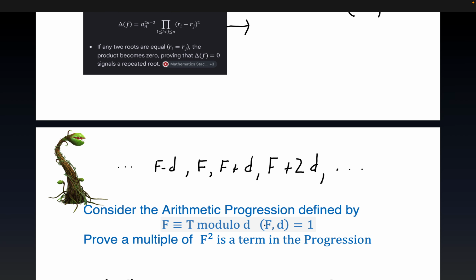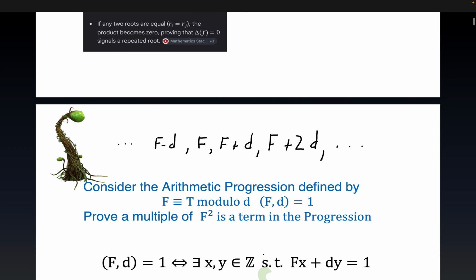Now, I also specified that f is the first term, and d is what they call the common difference. They're coprime, relatively prime, they share no prime factors. And what that does for us, when we're trying to show that f squared is a term in the progression, is that all we'll have to do is show that f squared is congruent to t, because this is the defining congruence for the arithmetic progression. It's just that we're starting at f.